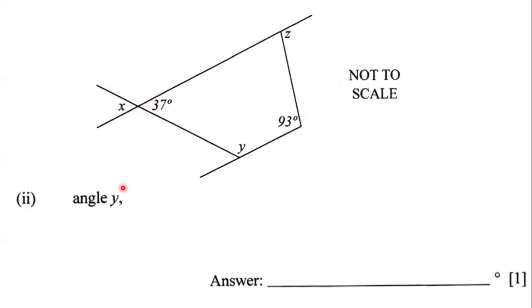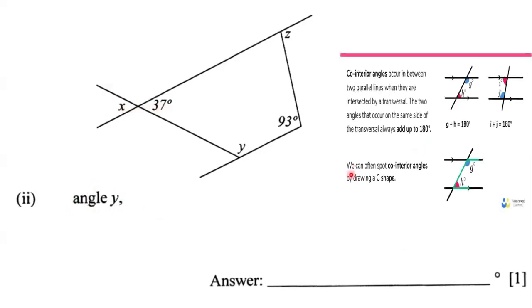Next, our goal is to determine the size of angle Y. And notice that we have this chart that tells us that we can often spot co-interior angles by drawing a C shape. So if we draw a C shape, that can help us to identify or locate co-interior angles. Notice that we have here the C shape. And so we have here two angles, 37 degrees and angle Y. These two angles are co-interior angles.